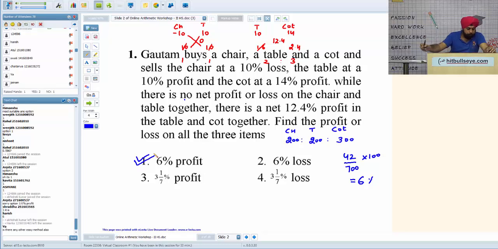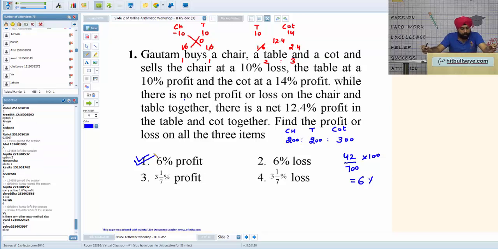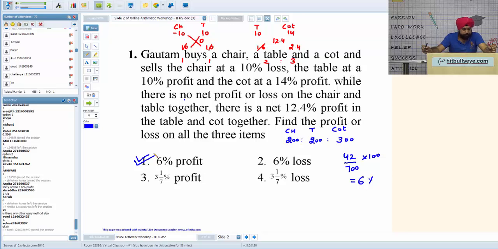That is the first option. Now this is the easiest method we are doing here. Mind it, we are just spending around 40 to 50 seconds if you solve this question like this. Right students? I think you all have got it. The answer is 6% gain.